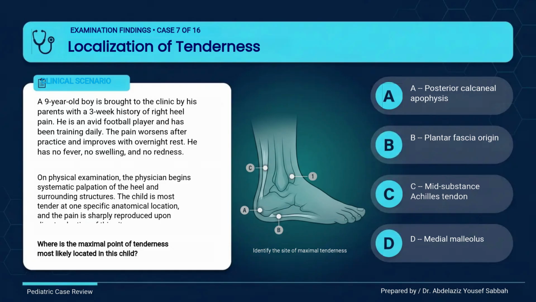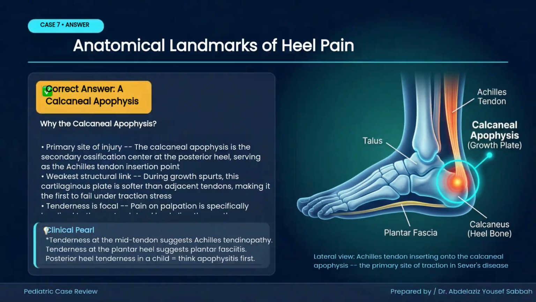Option A, posterior calcaneal apophysis. Option B, plantar fascia origin. Option C, mid-substance Achilles tendon. Option D, medial malleolus. The correct answer is option A, the posterior calcaneal apophysis.